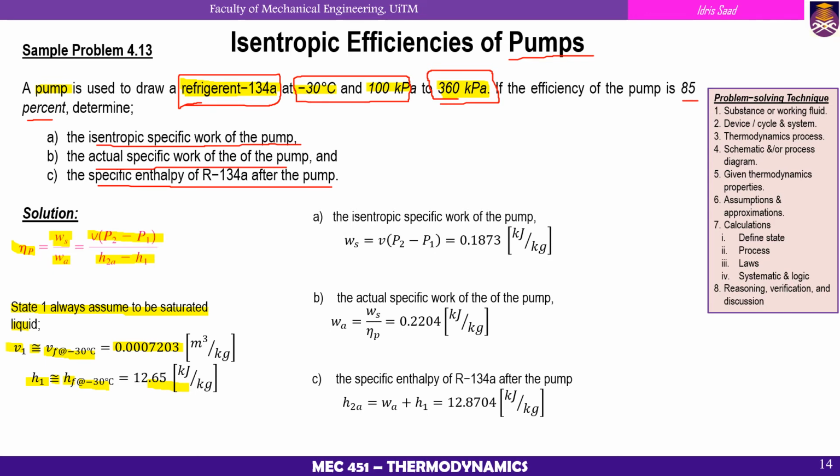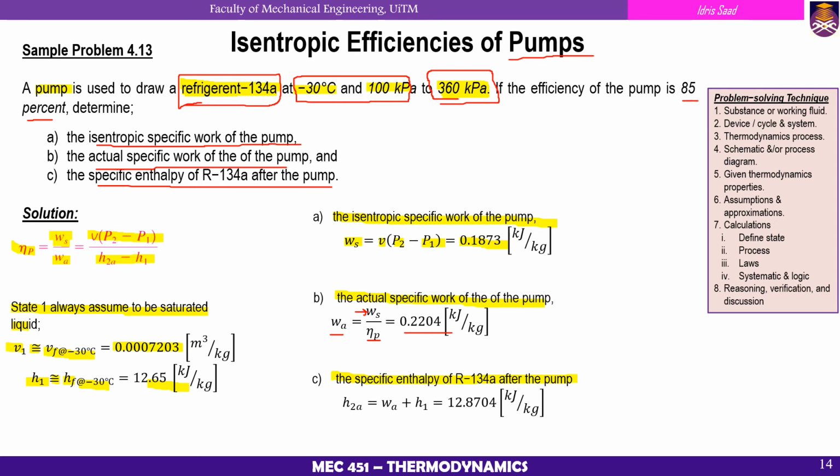The first one, the isentropic specific work of the pump. Ws is equal to the specific volume multiplied by P2 minus P1. This is equal to 0.1873. Part B, the actual specific work of the pump. From the efficiency equation, we can rearrange it: work actual is equal to work isentropic divided by the efficiency of the pump. We can get it as 0.2204 kilojoule per kilogram.